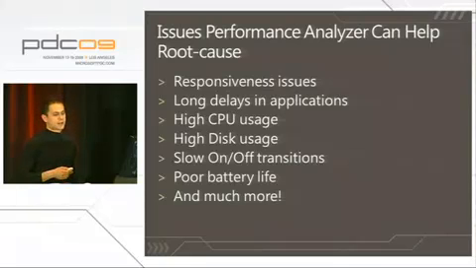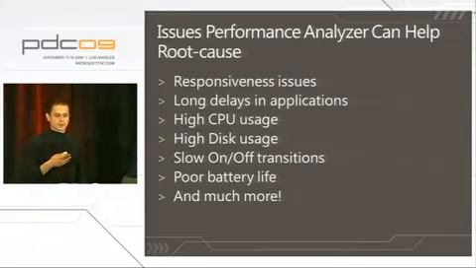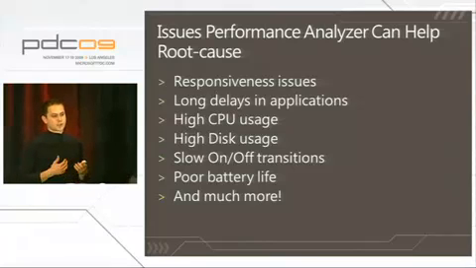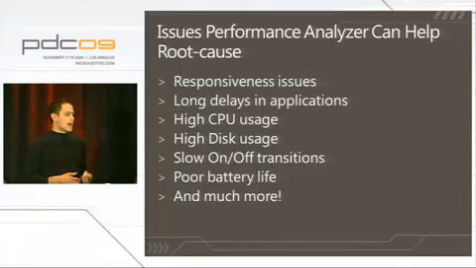Some of the issues you can actually analyze with WPA, Windows Performance Analyzer, are responsiveness issues. Why is it not responding? Why am I hanging the UI? Long delays: my UI is not hanging, but it's taking a long time. What am I spending it on? High CPU usage, high disk usage, very slow on-off transitions like boot, shutdown, resume, and poor battery life. There is, of course, much, much more. This is just the basics.